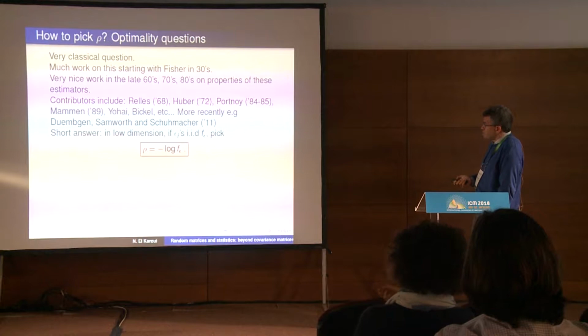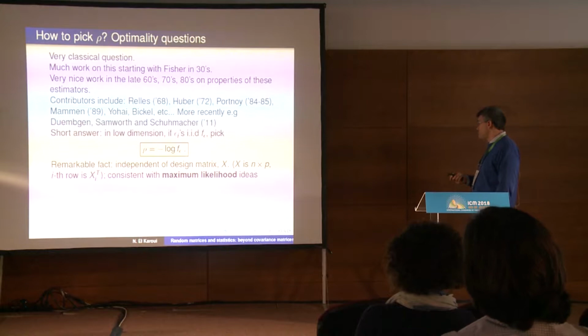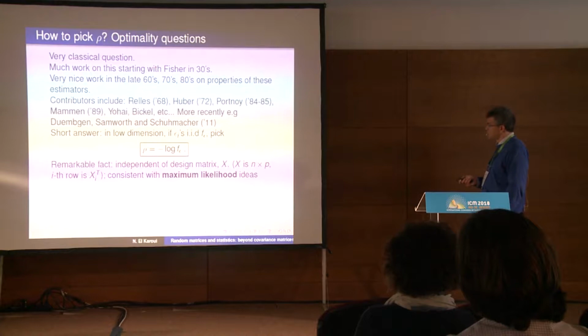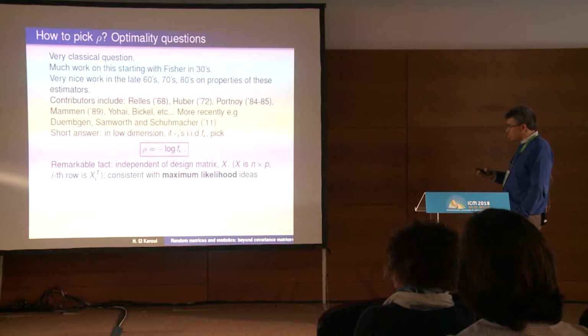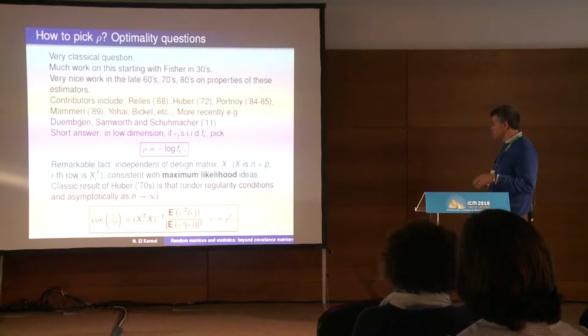Okay? And what's remarkable, especially in light of what will come behind, is that it's independent of the design matrix X. So X is the n by p matrix whose i-th row is x_i transpose. And of course, it's consistent with maximum likelihood ideas. Okay? Which is, again, the workhorse maybe of optimality in statistics, if you say it in a very coarse sense. Okay? So where does this come from?